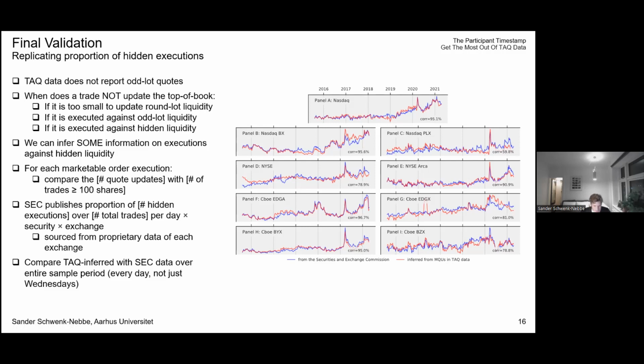The reason is that I cannot distinguish trades of less than 100 shares from odd lot or hidden executions, so I exclude those. The SEC does not exclude those, which is why we would expect them not to be perfectly equal. But you can see that the correlation is as high as 96%, I believe. The lowest one here is for Nasdaq PSX, which is also the smallest exchange in the sample.